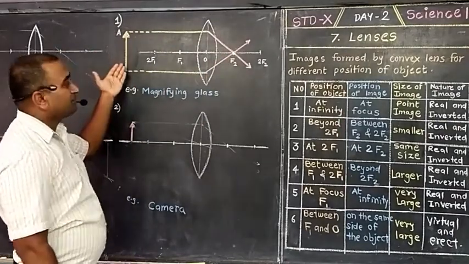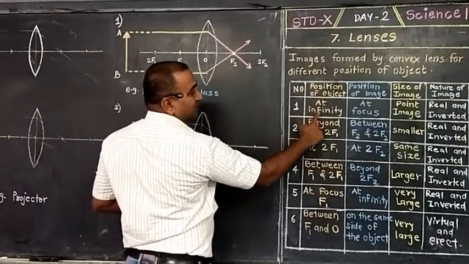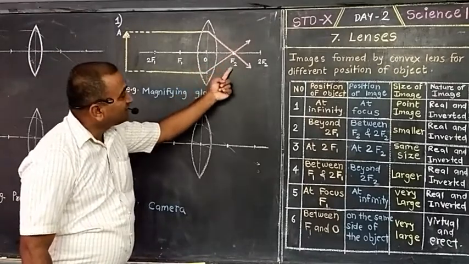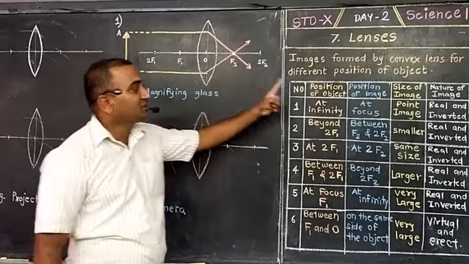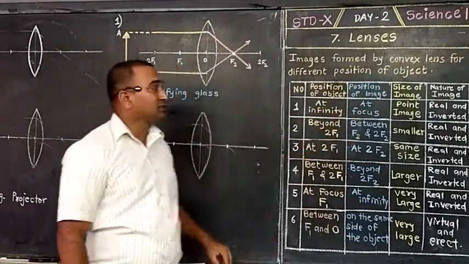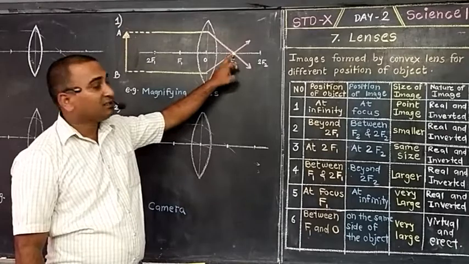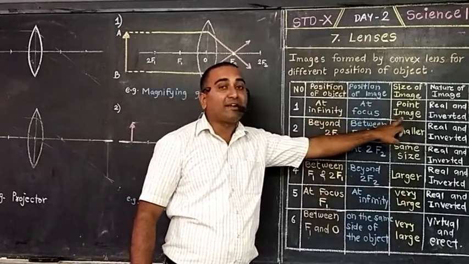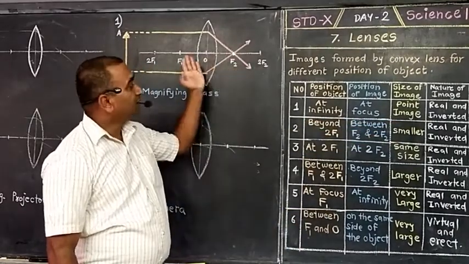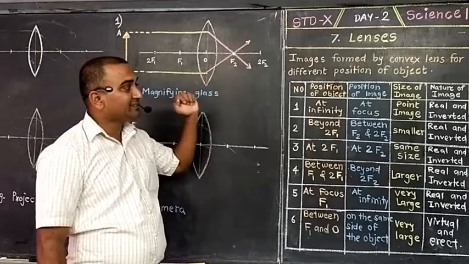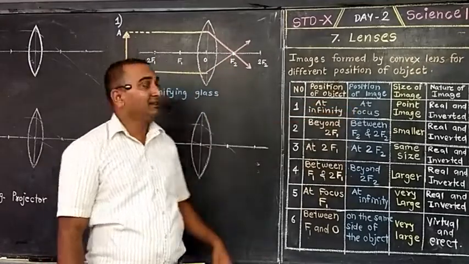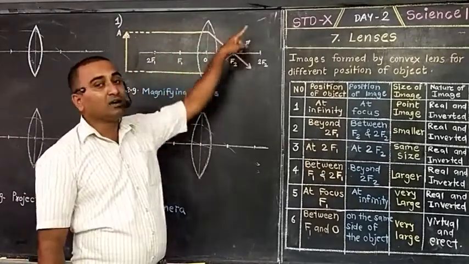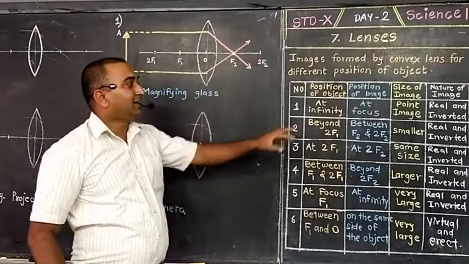Then where have we placed this object? The object is placed at infinity. Okay, what is the position of this image? See, the image is at the focus. So the position of the image is at the focus. What is the nature and size of the image? Very small, a point image. And it comes towards the right side. In the real world we are getting this image, so the image is real. Then the upper side goes down and the lower side goes up, that means it is inverted.